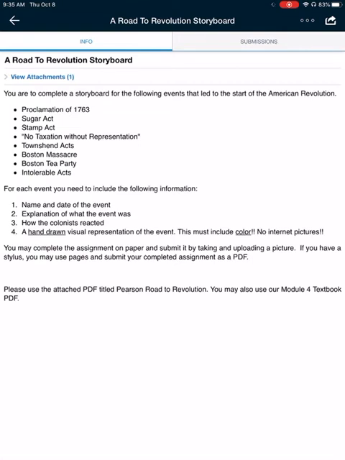And then you're going to do a hand-drawn, yes, you see how hand-drawn is underlined, hand-drawn visual representation of the event. It must include some sort of color and no internet pictures. Can someone please reword that for us? Can someone please explain that to us in their own words?